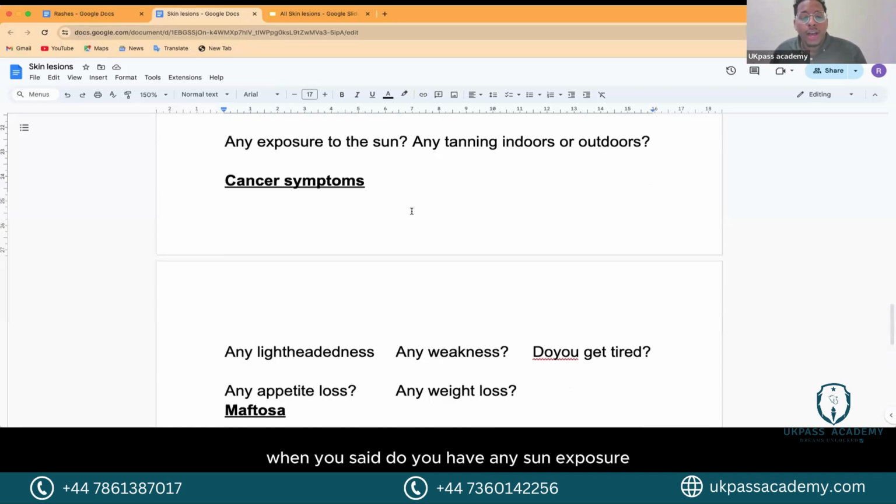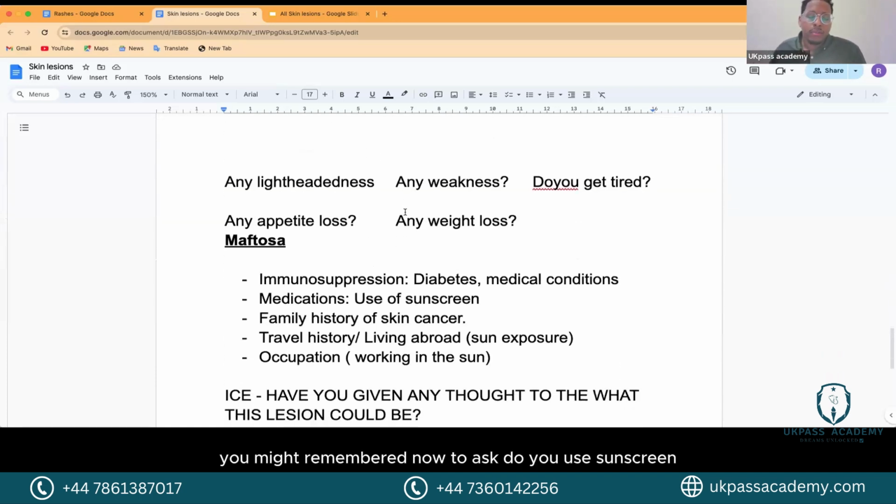When you said, do you have any sun exposure? You might remember now to ask, do you use sunscreen? Family histories. Do you have any allergies to any medication? Has anyone in your family, I'm sorry to ask you this, but has anyone in your family ever developed any sort of skin cancer in the past? Okay. May I ask, have you traveled abroad in the last 6 months? Sometimes they may live abroad, they may travel abroad, they may go sunbathing. Occupation-wise, may I ask what you do for a living? And does your occupation expose you to the sun?